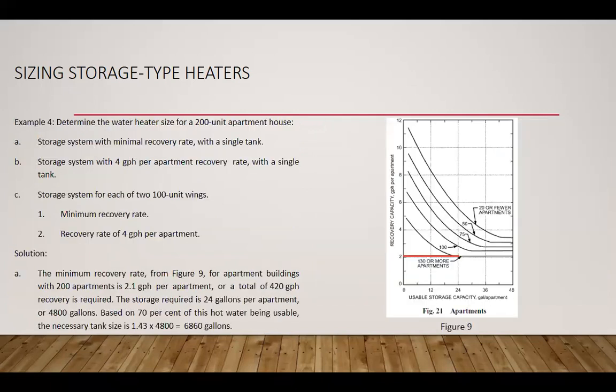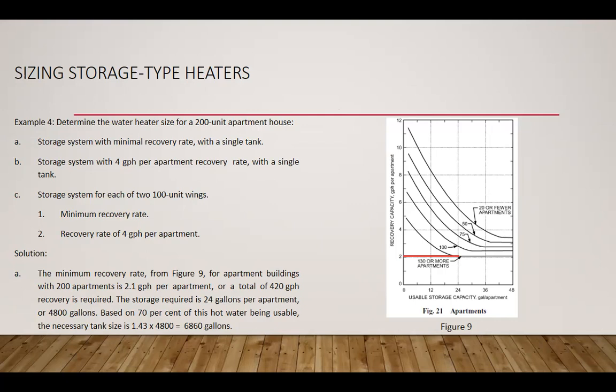Example 4. Determine the water heater size for a 200 unit apartment house. A. Storage system with minimal recovery rate with a single tank. B. Storage system with 4 gallons per hour per apartment recovery rate with a single tank. C. Storage system for each of two 100 unit wings. 1. The minimum recovery rate. 2. The recovery rate of 4 gallons per hour per apartment. Kasi hatiin mo ng dalawa, di ba? Magiging tig 100.